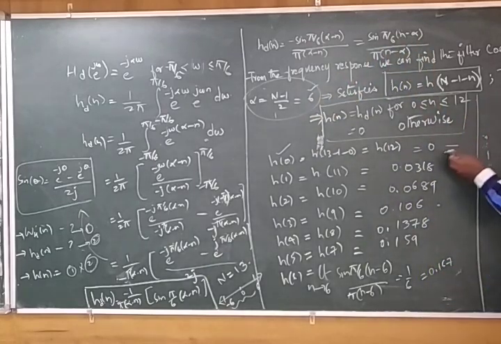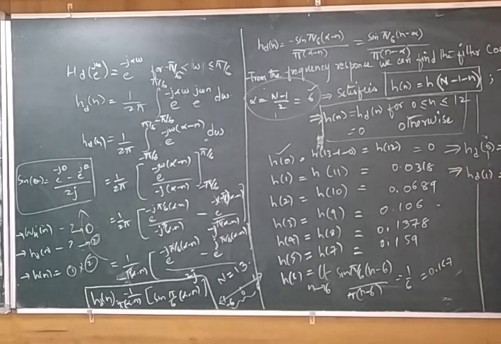Suppose I want to substitute the first value. I substitute hd of 0 in the condition: sin of pi by 6 into (n minus 6), that is, 0 minus 6, divided by pi into (0 minus 6). The 6 cancels, so sin of pi is 0. Similarly, for the second one, I want to get h of 1, so hd of 1 is sin of pi by 6 into (1 minus 6) by pi into (1 minus 6). Substitute this value and you will get the second.